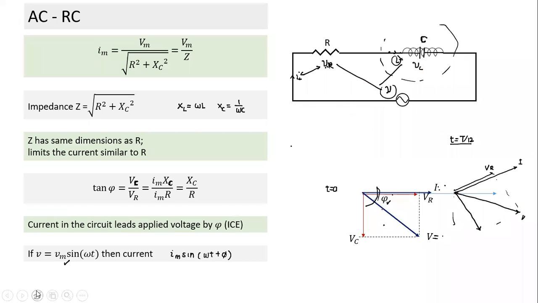Anybody else also has any similar query? Okay.